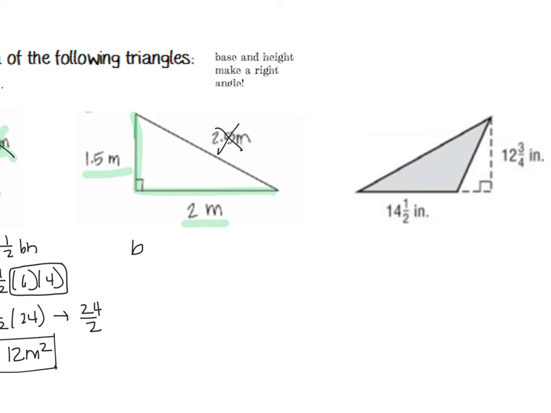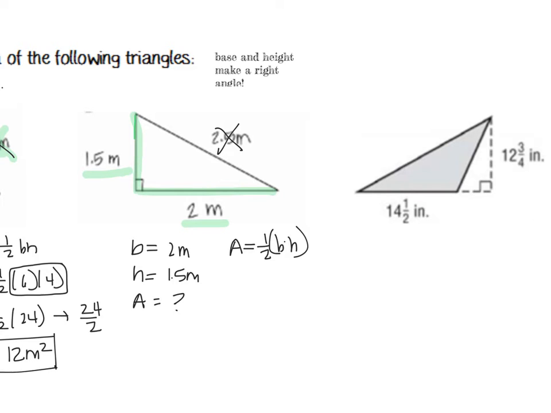So we have our base, our height, and our area, and we're going to label what we know. It's 2 meters, 1.5 meters, and then we're searching for our area. Always start with the formula from the star chart: area equals 1/2 of my base times height. And if you notice, I went ahead and just put parentheses there.